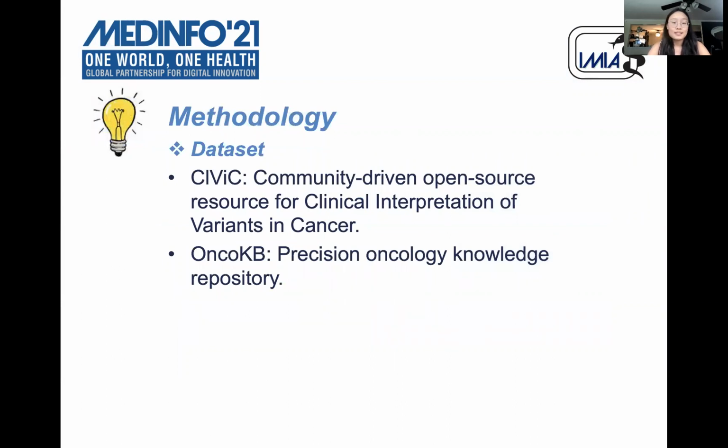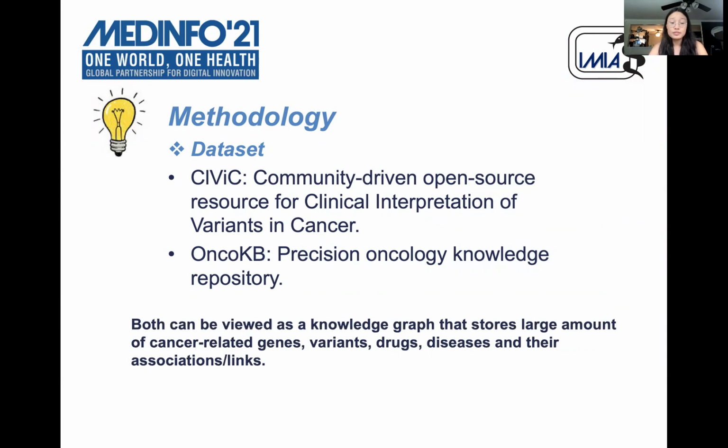The knowledge bases and the data sets we're using are CIVIC and OncoKB. CIVIC is a community-driven open source resource for clinical interpretation of variants in cancer. OncoKB is a precision oncology knowledge repository, and both of them can be viewed as a knowledge graph that stores a large amount of cancer-related genes, variants of genes, drugs, diseases, and their associations.